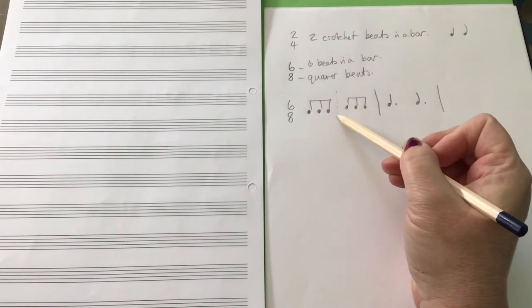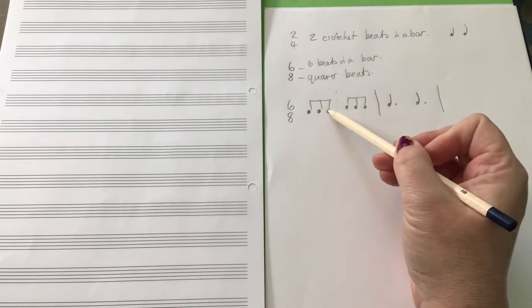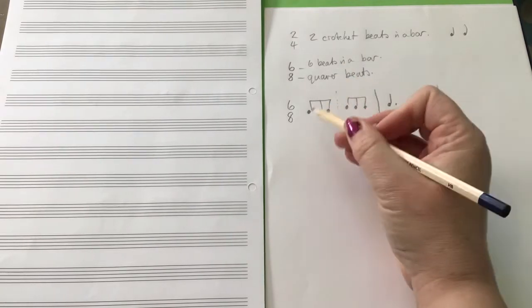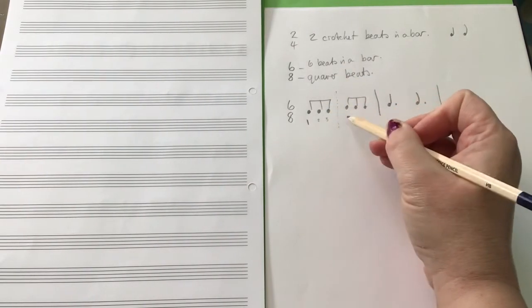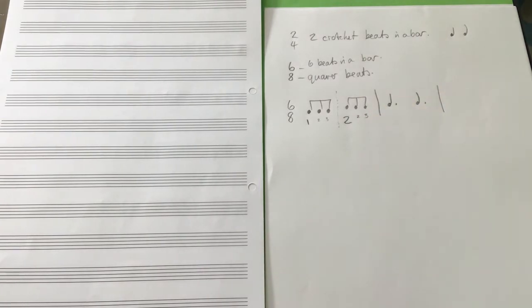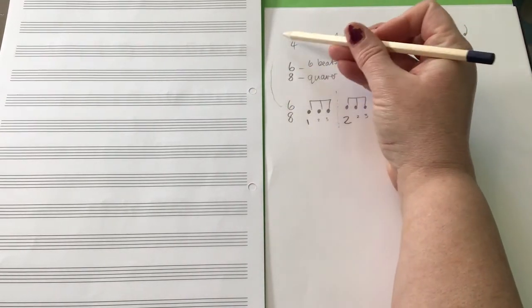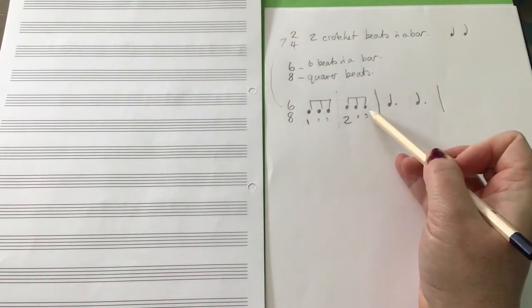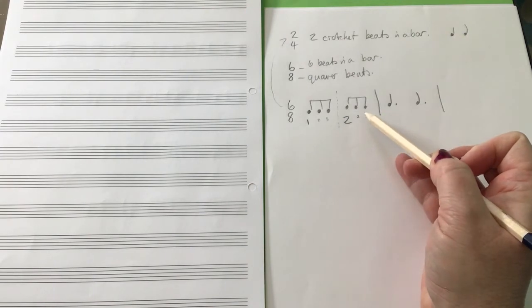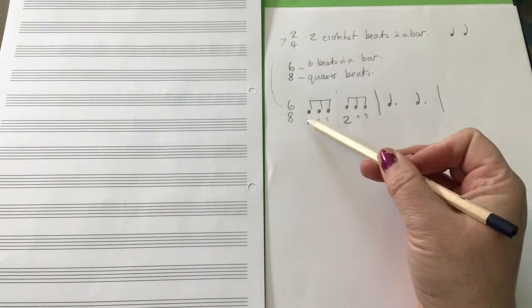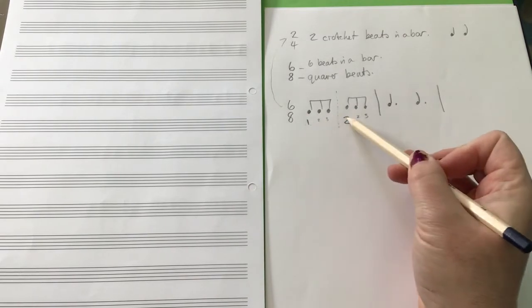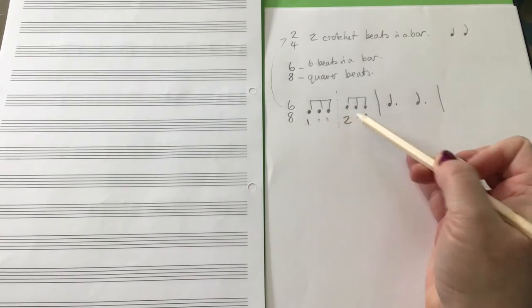So we have an imaginary line here. We can go 1, 2, 3, 4, 5, 6, or we can go 1, 2, 3, 2, 2, 3. That's a really important thing to remember when you're swapping simple and compound time signatures and rewriting bars in different time signatures, because 6/8 is essentially the equivalent of 2/4 when you're changing them into the other type of time signature. 6/8 actually has 2 beats in a bar. 1, 2, 3, 2, 2, 3.